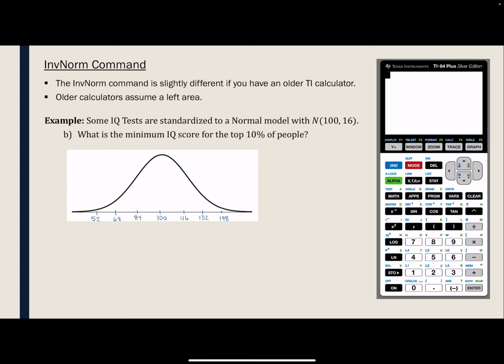Okay, so this is going to be a video of the older calculator if you have it. And I'm going to do a problem where you're going to have to do a little bit of work if you have an older calculator. So again, same scenario. We've got the normal model with a mean of 100 and a standard deviation of 16. And we are looking for the minimum IQ score for the top 10%. So the top 10%, I don't quite know where that is, but we'll estimate it's right about here.